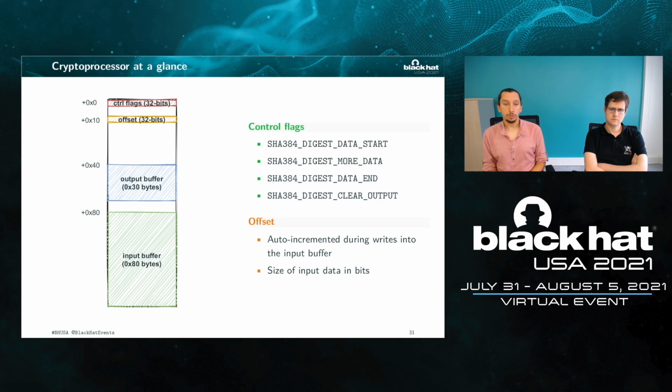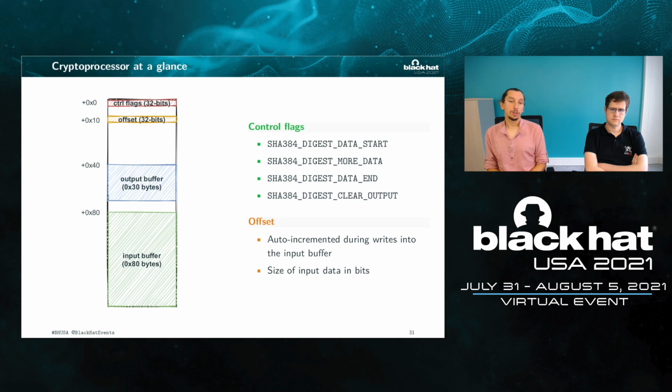At offset 0, you have a register that we have named control flags. One can place specific flags to control the various operations of the cryptoprocessor. For example, if you want to start the computation of a digest, to add more data, to end the computation, or to reset the output buffer.